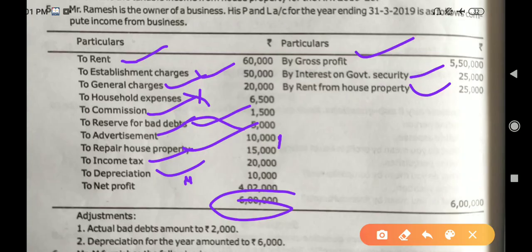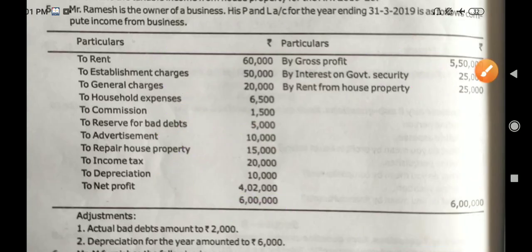Look at the adjustments. Here there are two adjustments. The first one is actual bad debts, amount rupees 2,000. Bad debts is an admissible business expenditure. If that bad debts is given in the adjustment, that means the admissible business expense is not debited.